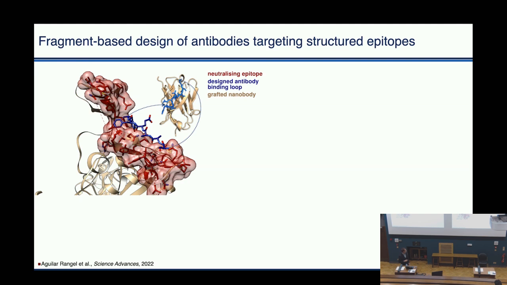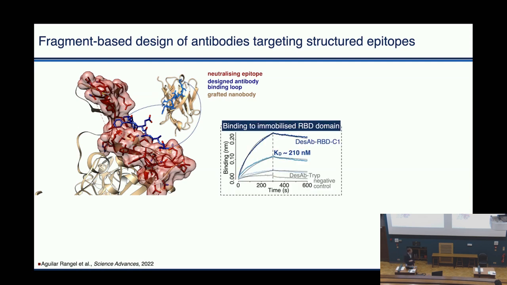What we have done was to design a CDR loop, in blue, to bind on this epitope, and then we grafted it into a nanobody. And we saw that this nanobody bound with a KD in the high nanomolar range, which is quite remarkable for de novo design, but still not quite as good for therapeutic purposes.